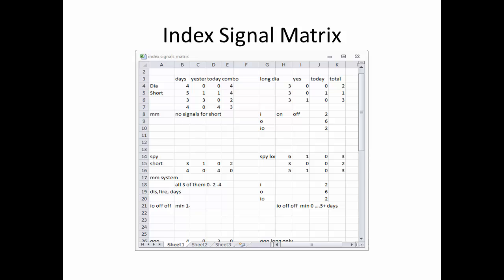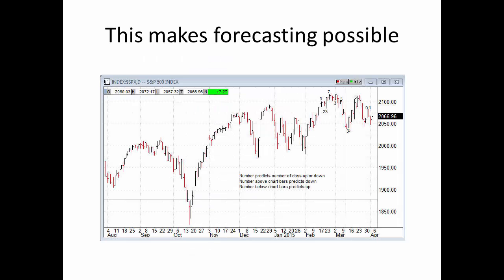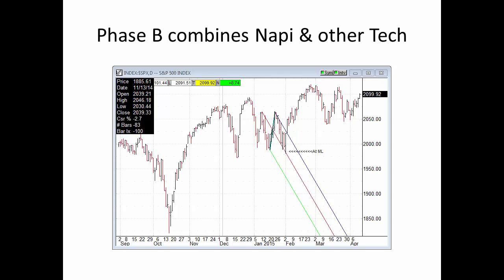And what we use for that is what I call an index signal matrix, where we did the historical studies on what seems to work best in the S&P, the Dow, and all that kind of stuff. And then we use that, and it helps make forecasting possible. We use that and some other things. So when we put numbers below here, that means going up. When we put numbers above here, that means going down. And we can combine that with the EP tech we've been working on, and for example, combine this buy signal that we had in the EP with the NAPI, and that's kind of neat.